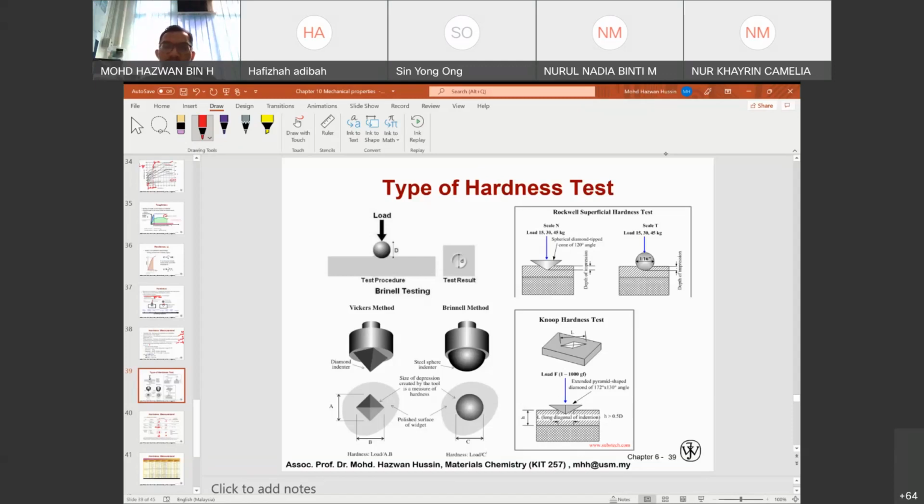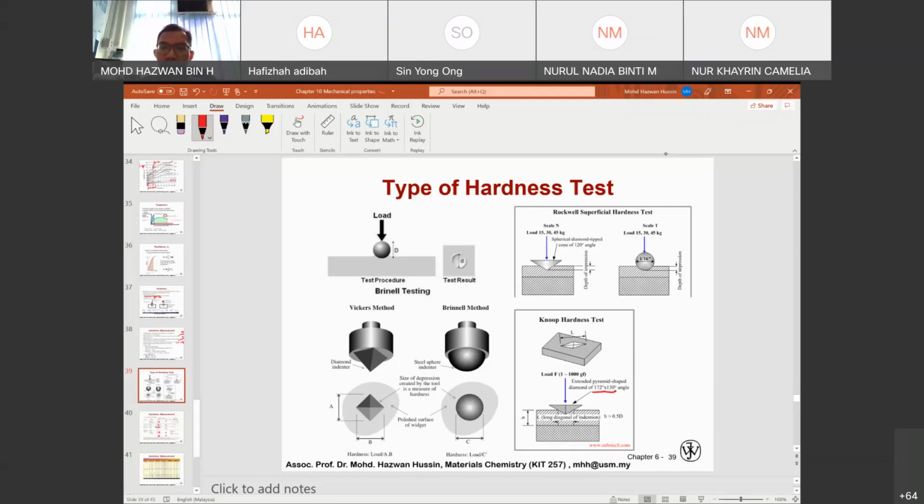We also have another type of macro hardness test, which is the Vickers test. Vickers also uses a diamond indenter with a fixed dimension, like this one with a 120 degree angle for Rockwell. And there's also the Knoop hardness test. The Knoop hardness test uses a pyramid-shaped diamond with an angle of 170 degrees. So theoretically it is the same. It's just that the types of indenter are different.